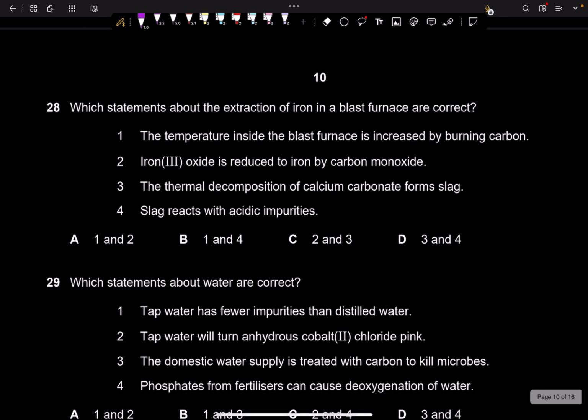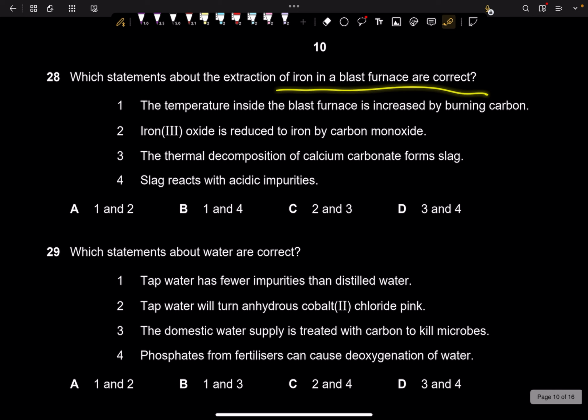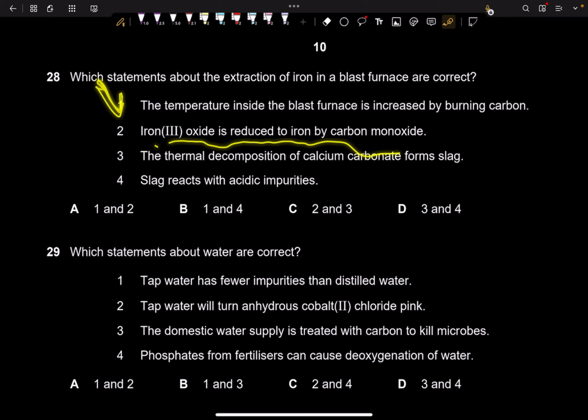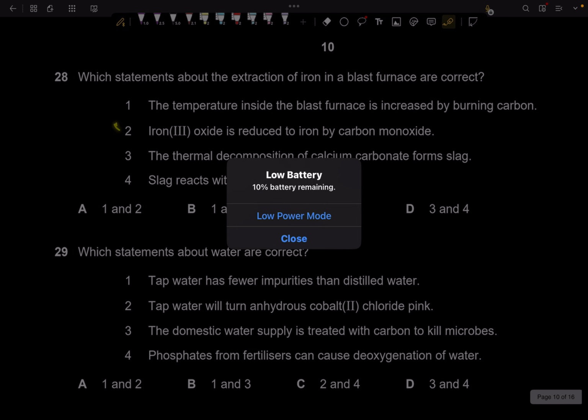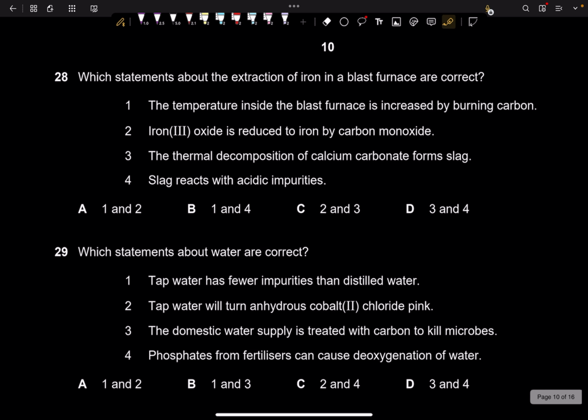Okay? Moving on, which statements about the extraction of iron in a blast furnace are correct? The temperature inside the blast furnace is increased by burning carbon. That's correct. You burn carbon to increase your temperatures. Iron(III) oxide is reduced to iron by carbon monoxide. That's correct.